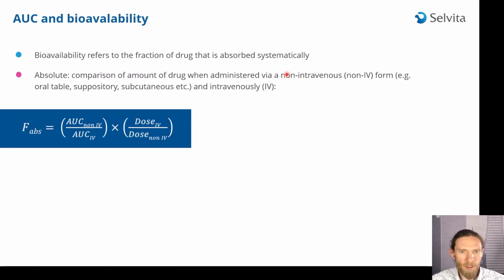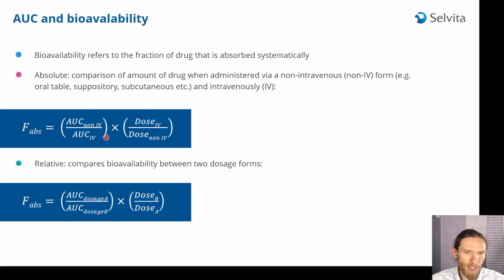Now let's move on to the final slide representing the AUC and bioavailability. Bioavailability refers to the fraction of drug that is absorbed systemically. We have two types of bioavailability. One is absolute. It compares the amount of the drug when administered via non-intravenous form to intravenous form. And for the calculation of the absolute, we use AUC measured after single doses administered through non-intravenous or intravenous form. And then we have the relative bioavailability.